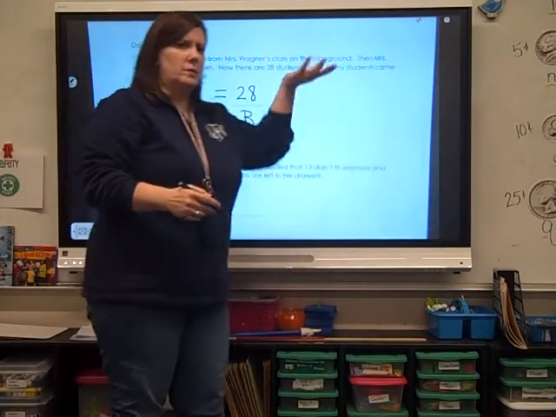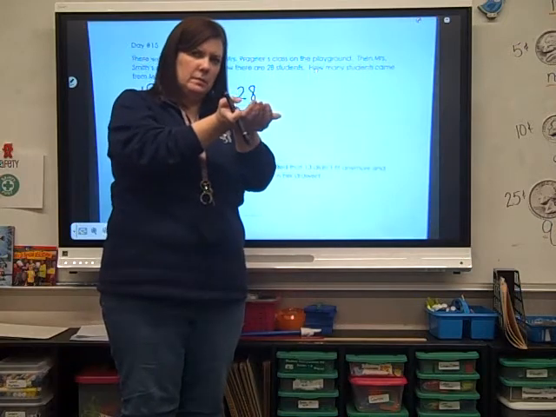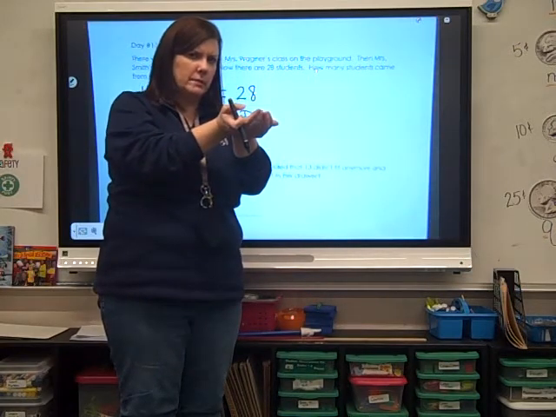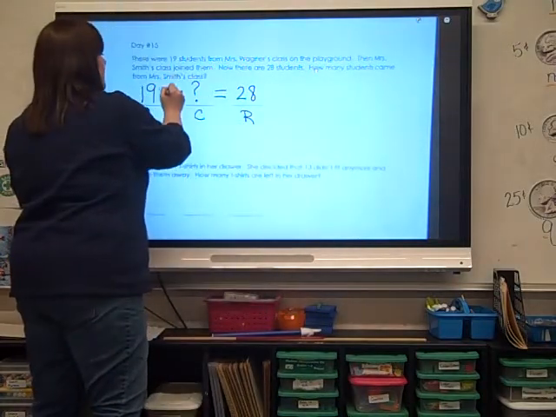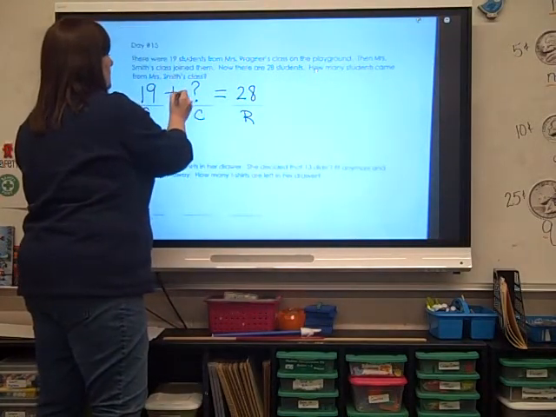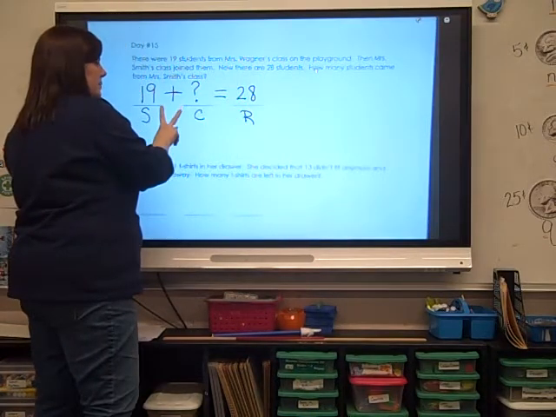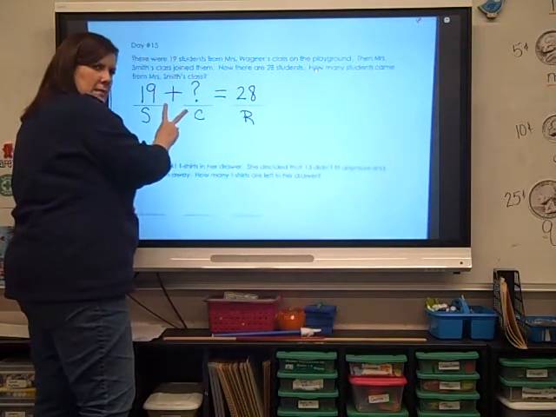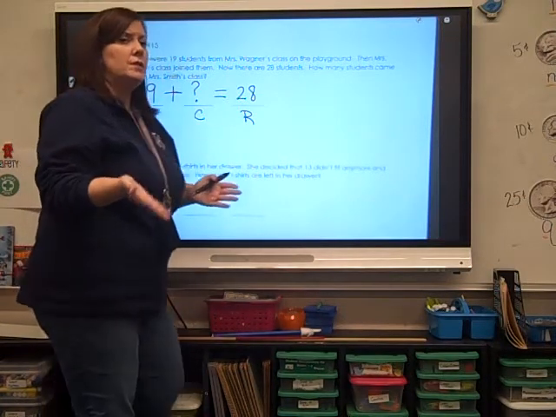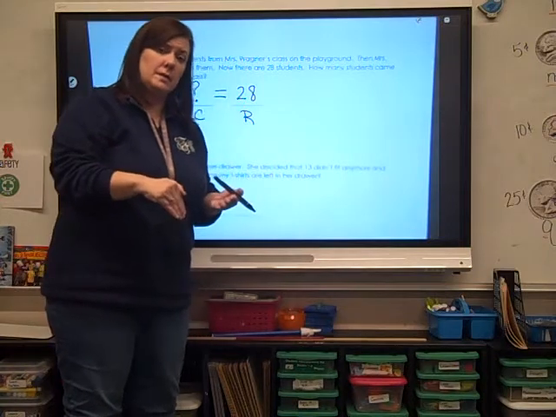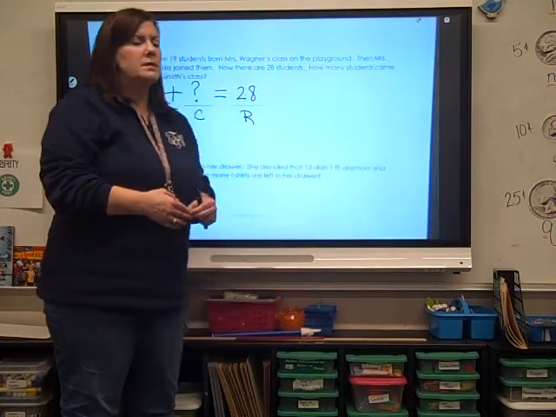Now, think, there were 19 students on the playground, then Mrs. Smith joined them. So are we adding or subtracting? Adding. Put your plus sign. Now, use your 2-finger strategy. Put your finger on both sides of that plus sign. Do I have a number on both sides? No. So can I add? No. I have to do the opposite. What's the opposite of add? Subtract.